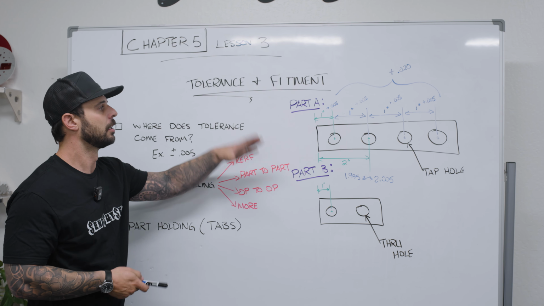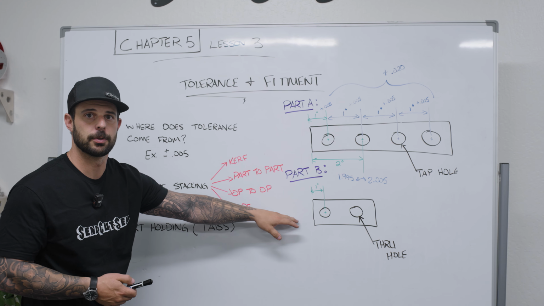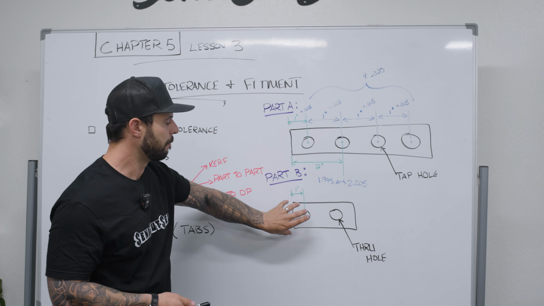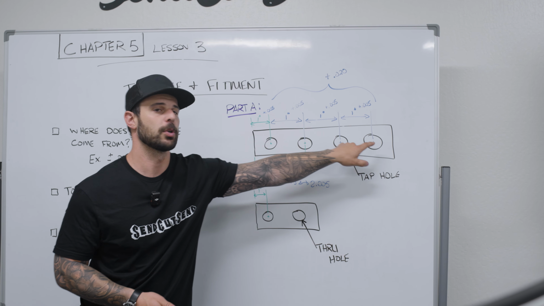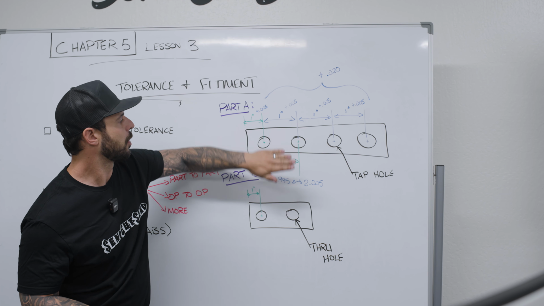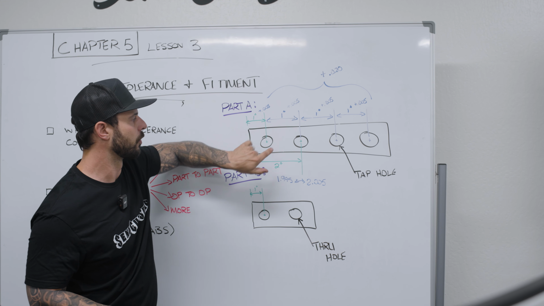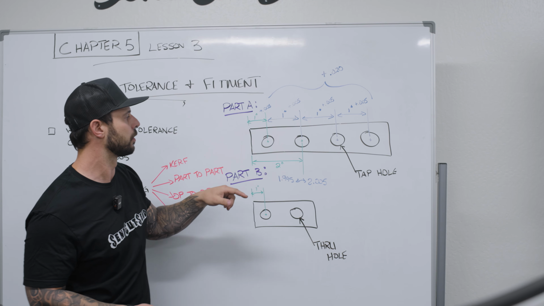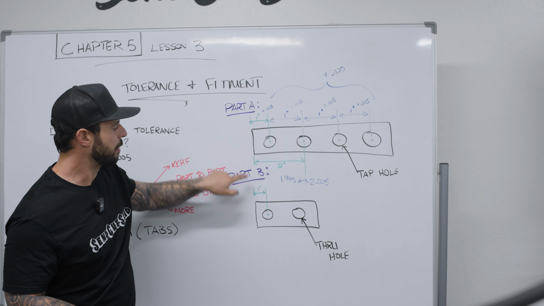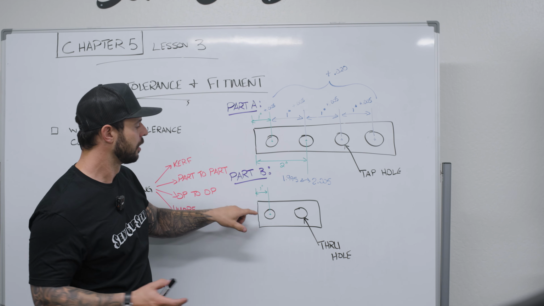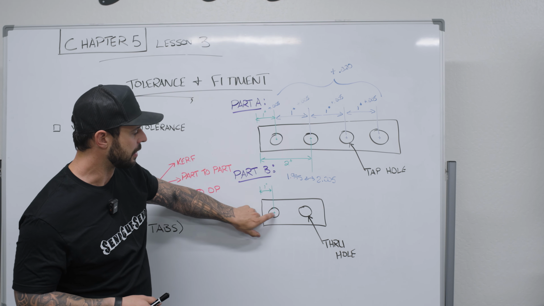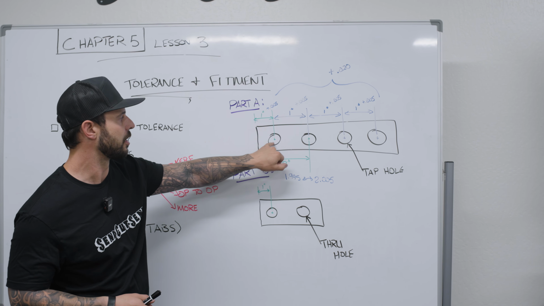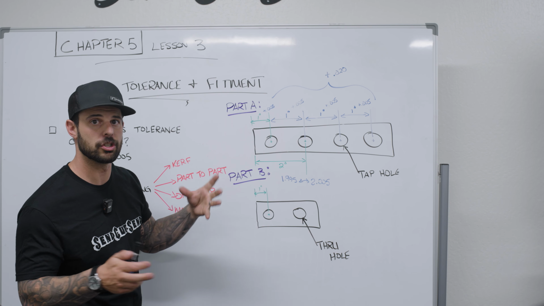Now, part to part, let's use these 2 examples right here. Let's say part B has some through holes, and part A has 4 tapped holes. If this part was to essentially layer over and mount down to these tap holes, I have 2 dimensions on the 2 different parts that are supposed to be exactly the same. From this edge to the center of my hole and this edge to the center of that hole are supposed to both be 1 inch.